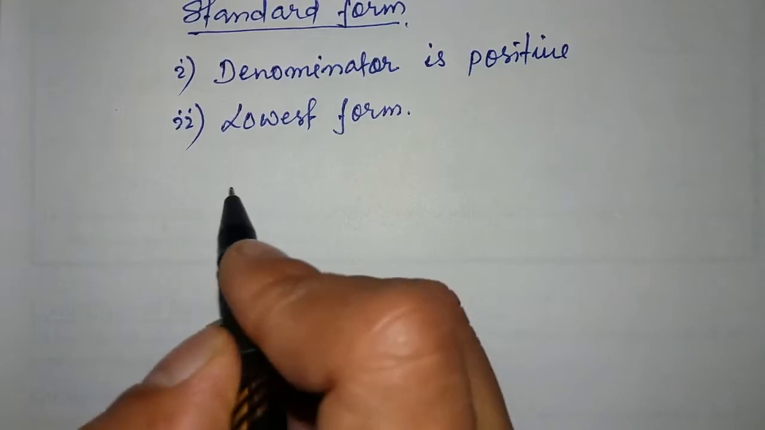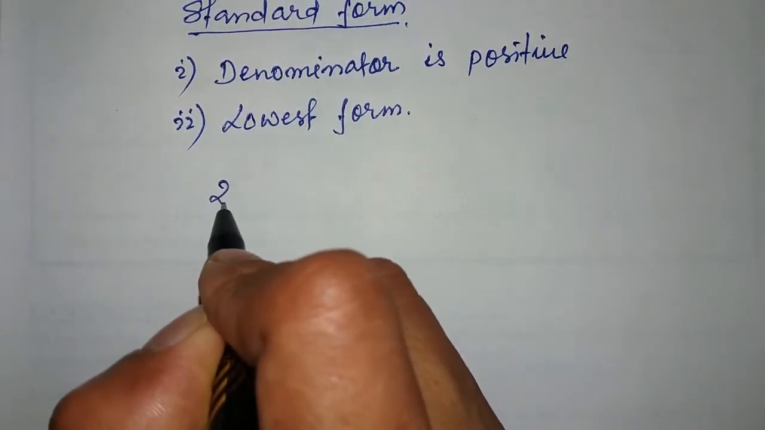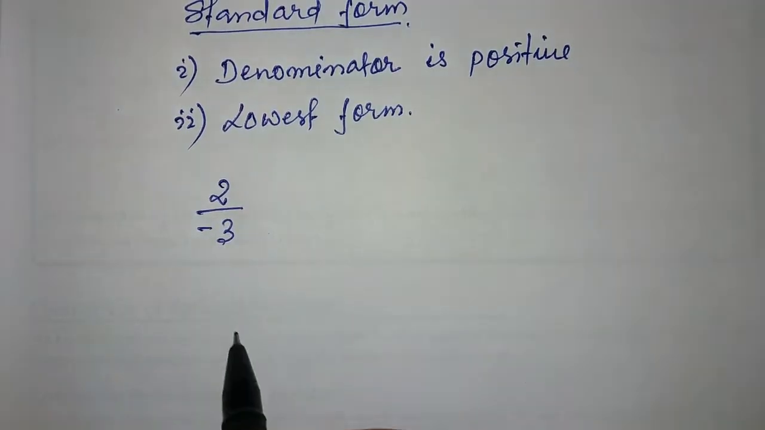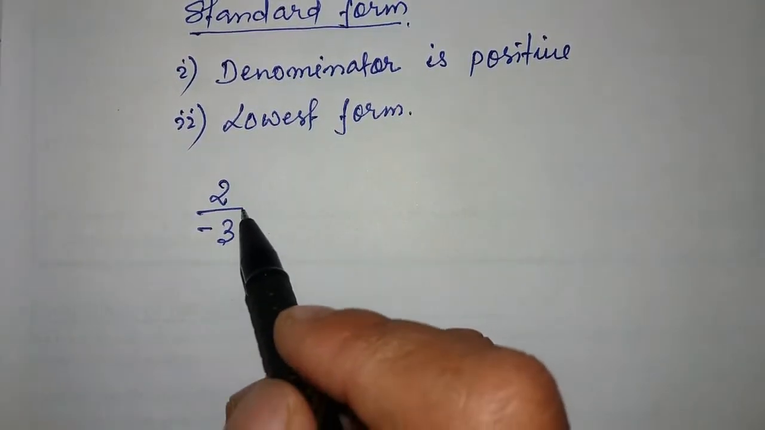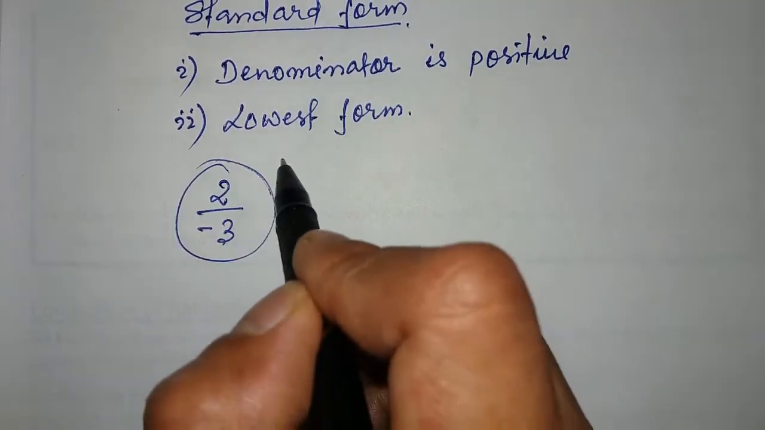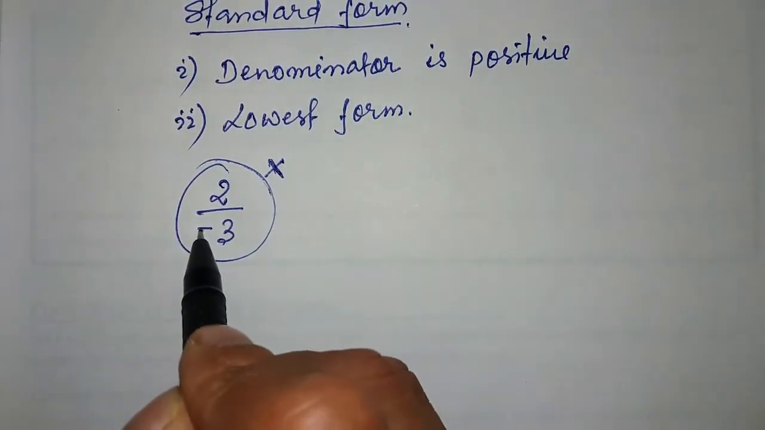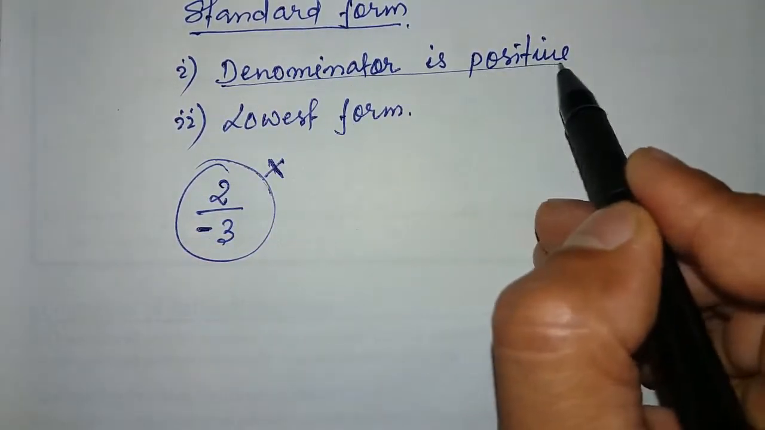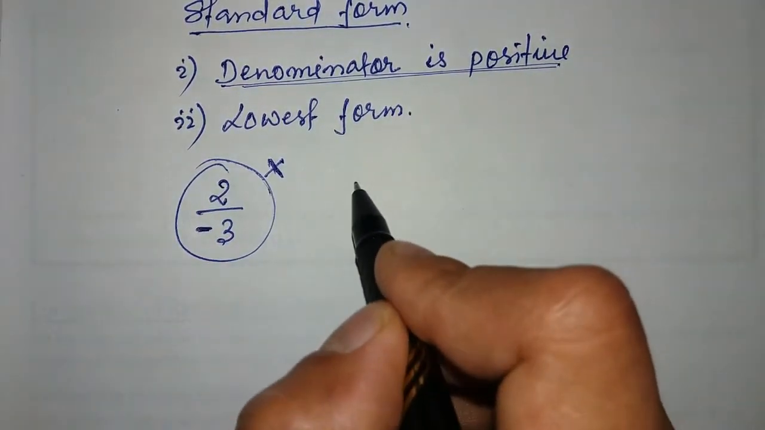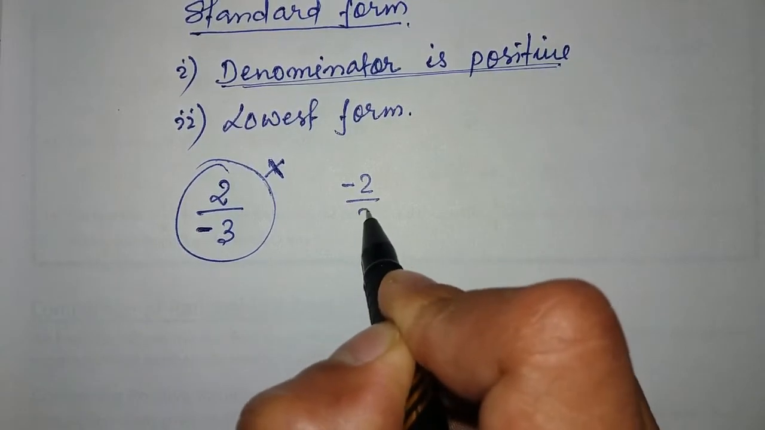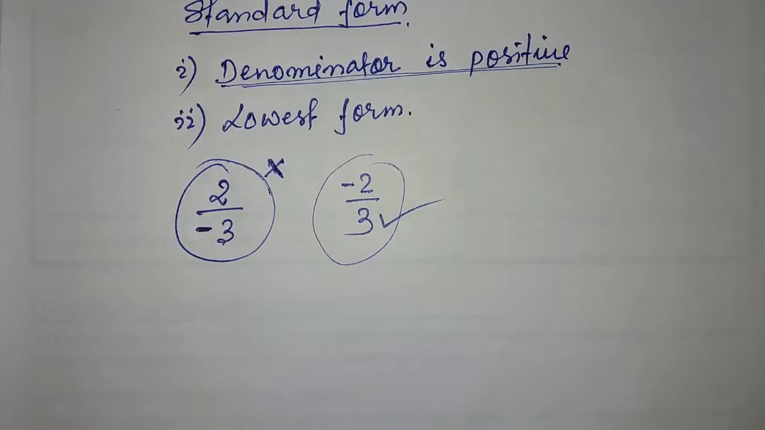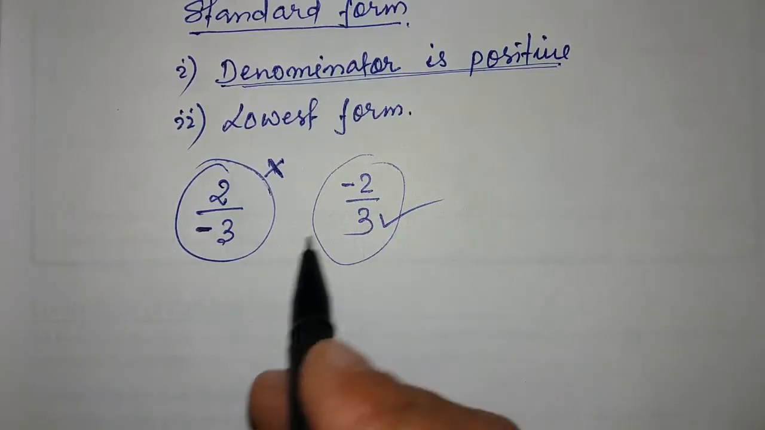Okay, let's take an example. Now 2 by minus 3. Is this in standard form? No, this is not in standard form because in the denominator we have minus. Your denominator should be positive. So if we write minus 2 by 3, then this is in standard form because the denominator is positive. That is regarding the first point.